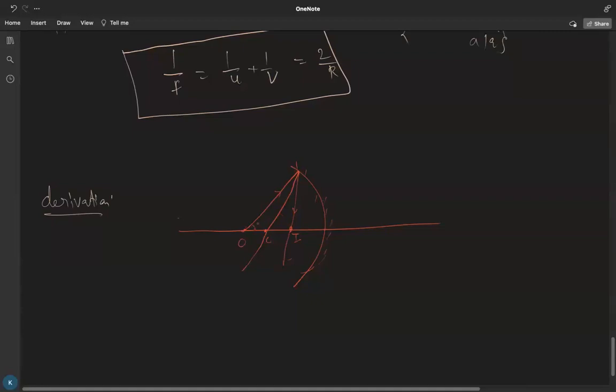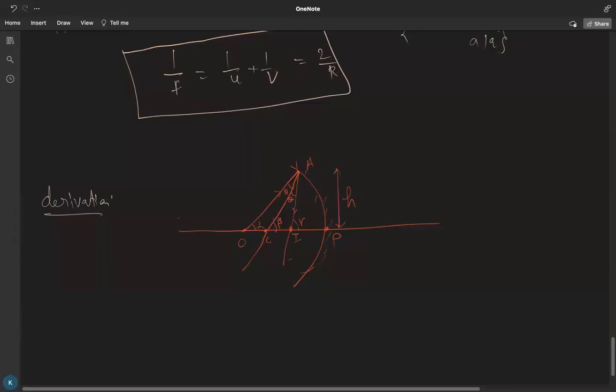I'm assuming that this angle is alpha, this angle is beta, and this angle is gamma, and there is a reflection occurring. So the angle of incidence is equal to the angle of reflection, and I'm assuming that both angles will be theta. Now let's name this point A, and I'm assuming that the distance of the point of reflection from the principal axis is H. And this is our pole. So I'm assuming that we have a real object and a real image, and that the angle between the incident ray and the principal axis is alpha.